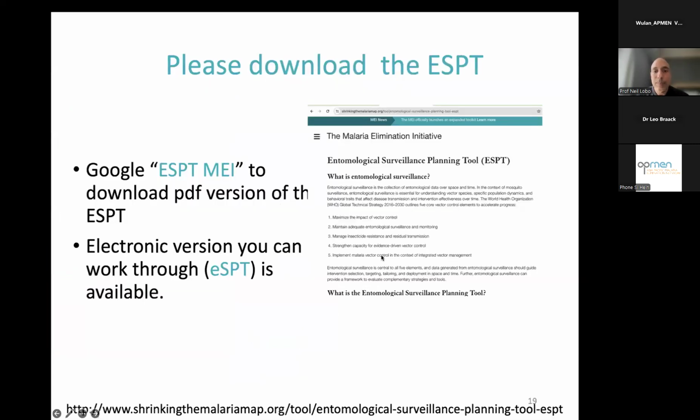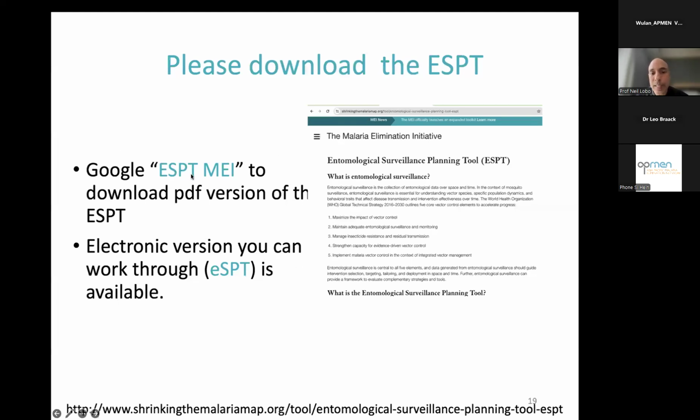To download the ESPT, please Google ESPT MEI, and you can download a PDF version of the ESPT. The electronic version, or the ESPT ICT, which you can work through, is also available on there. And I'm asking you to please download the ESPT and flip through it if you have the time tonight or tomorrow morning before the course. And also look through the ESPT ICT, the online version, and make sure it works on your computer. There are both Mac and Windows versions. I'll be using the Mac version since I'm on a Mac. They look the same though.